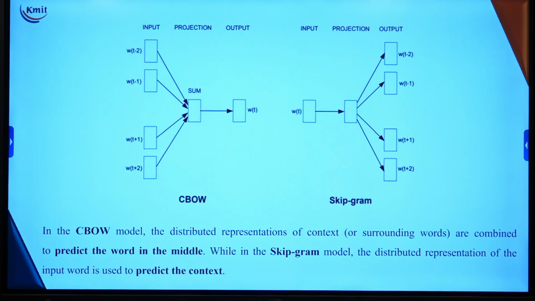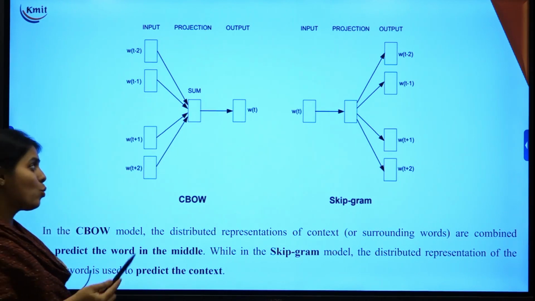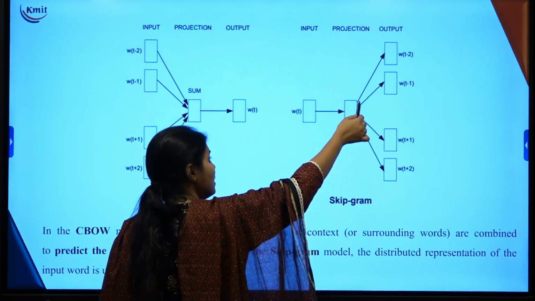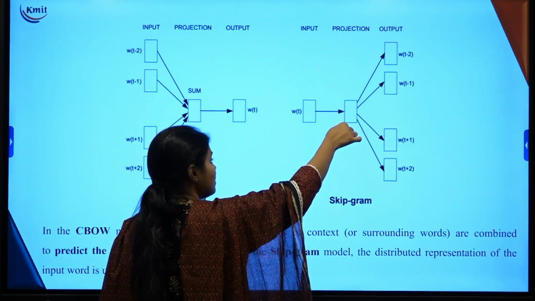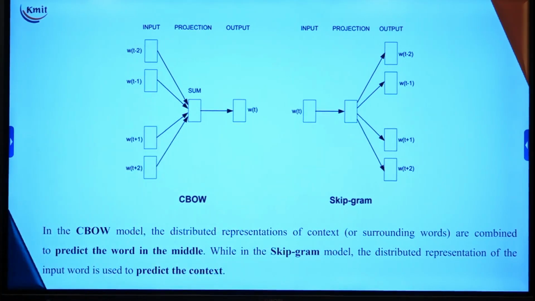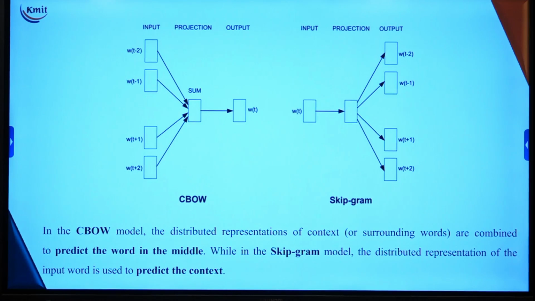Here the context representation is available and we are predicting the missing word in the middle. Whereas here we have the word as input, and using this we are trying to produce the context. We predict the context in the case of skipgram, whereas in CBOW we predict the word in the middle taking the context as input. Let us study them in detail.